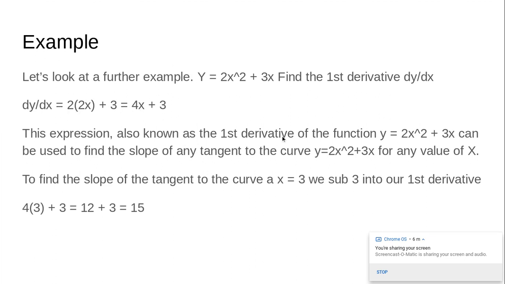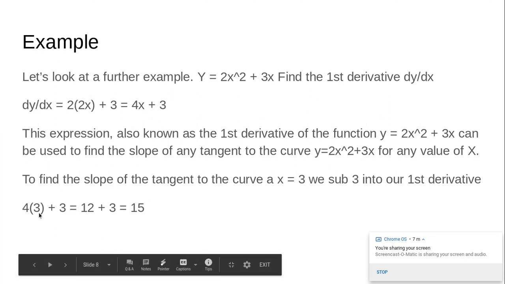So this expression, also known as the first derivative of this function, y equals 2x squared plus 3x, can be used to find the slope of any tangent to the curve y equals 2x squared plus 3x for any value of x. So to find the slope of a tangent to the curve at x equals 3, we sub 3 into our first derivative. So wherever we had an x here, we're subbing in 3. So we get 4 times 3 plus 3, 12 plus 3 equals 15.